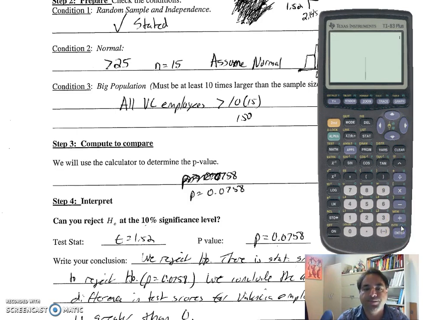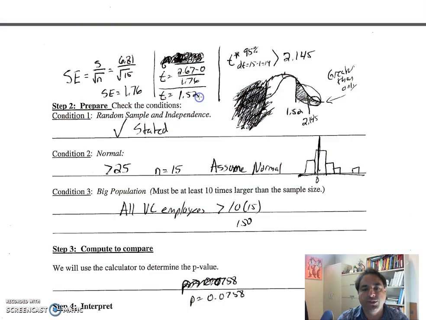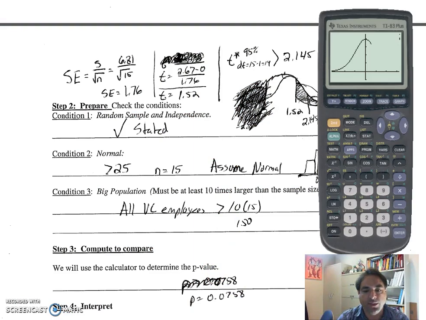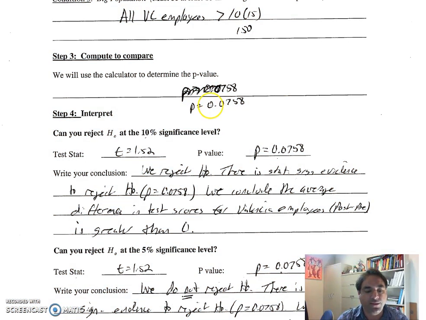If you go to draw, we're going to get our T, which up here we got our T as 1.52. And see if we match our p-value. It's going to be close, but it could again be a little off because we're rounding when we do it by hand. So our T is 1.52. Our p-value is 0.0758. So we compare our p-value to our alpha.